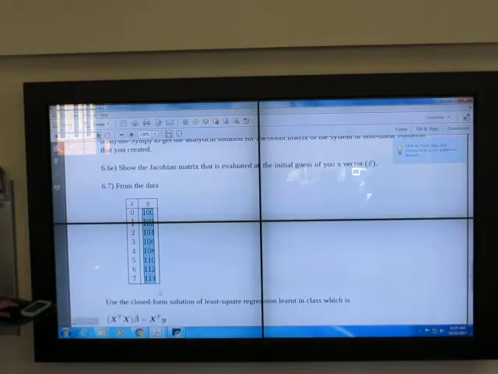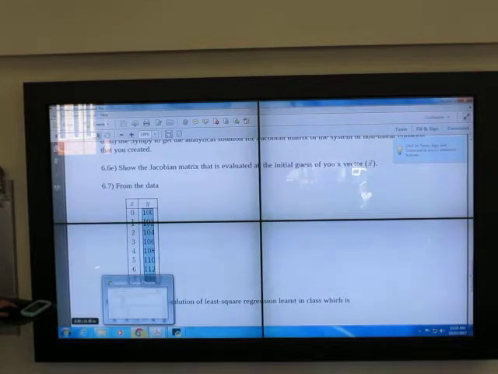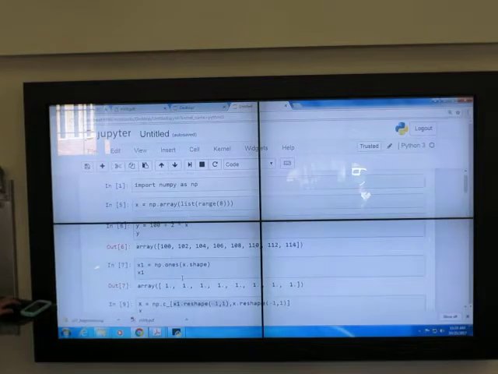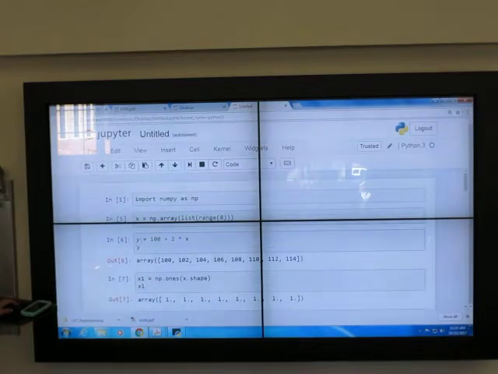Y-axis. How do I do for the y-axis? So for y-axis, I did this. Y equal to 100 plus 2 multiplied by x. That's how I get y. And then I do reshape later.